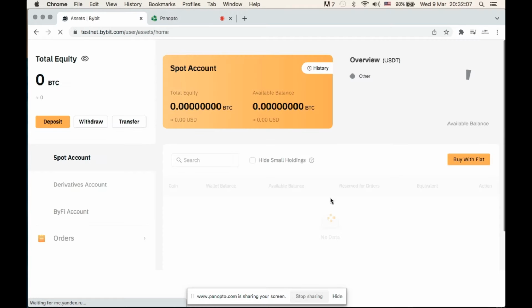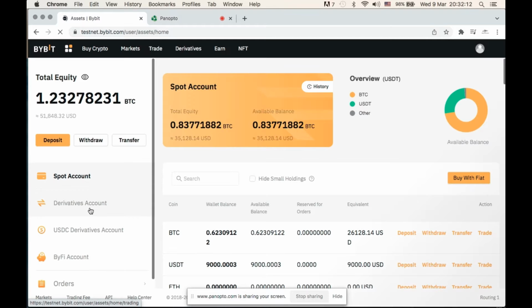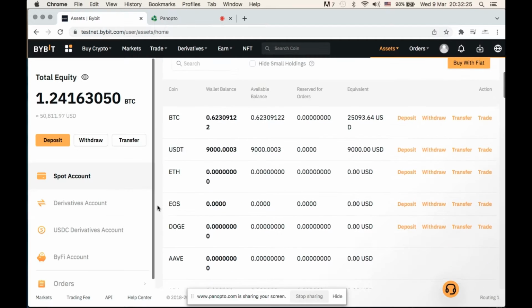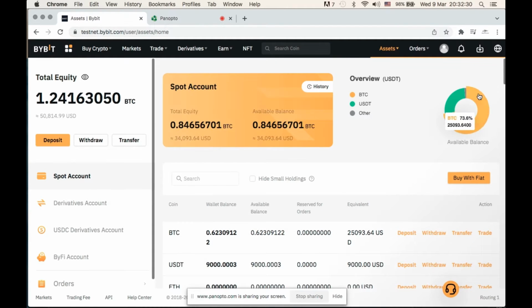So in the assets, it's basically your account is divided into spot account, derivatives account, USDC account, BuyFi account. So in this example, I would like to make some transfers from my spot account into my derivatives account so that I could trade. So let's see, this is your overview of your wallet, right? Shows that you have 26.4% USDT in this wallet, and majority will be Bitcoin.